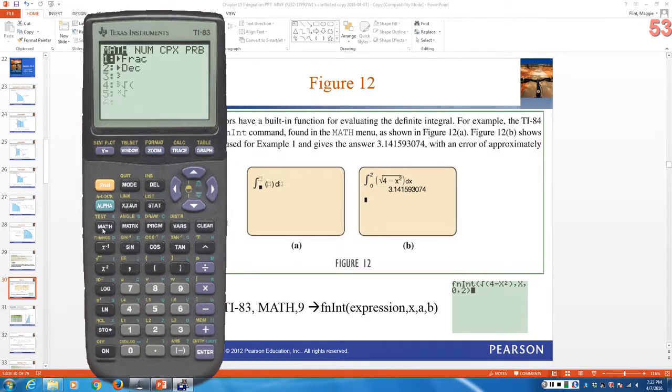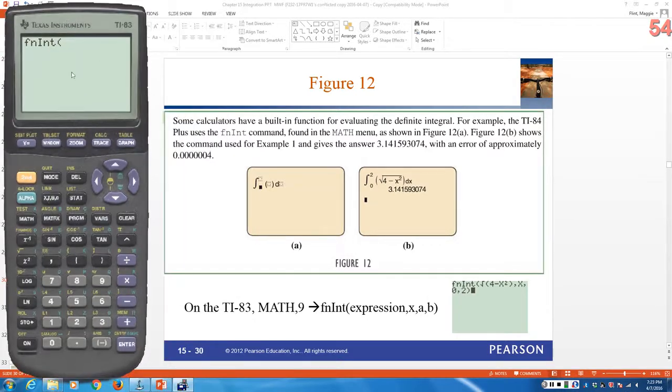So you press the math button, and on the 84 it may not be in exactly the same place, but if you used nderiv on your 84, it's going to be the next command after nderiv, and it says function integral. Now, when you hit function integral on the 84, it may bring up a window that looks like this. And if it does, just fill in the numbers.